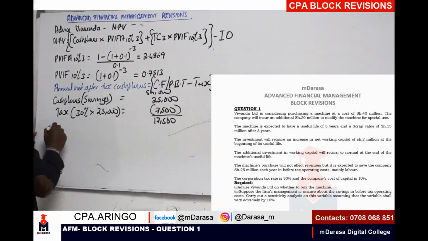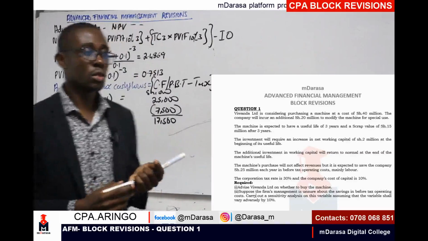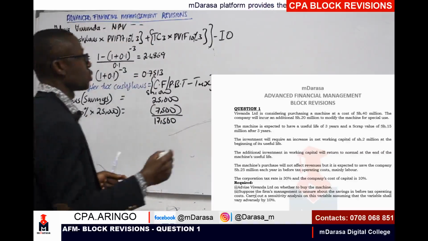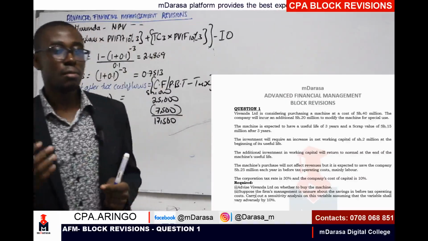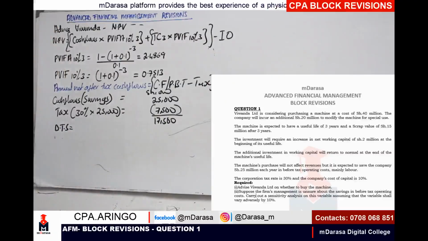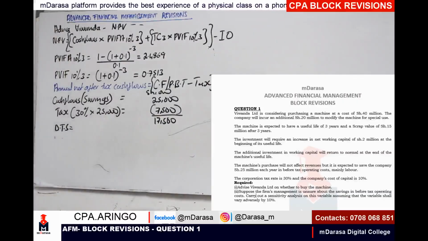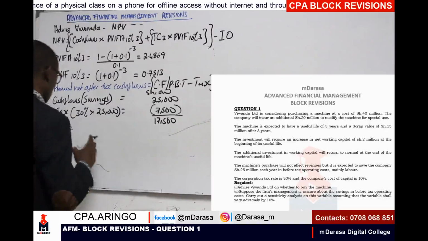We add our DTS, depreciation tax shield. So what is our depreciation? Recall, depreciation is always cost minus residual value over our estimated useful life. So what is the cost of this item of ours here? The original cost of this machine, we had 40 million, right?